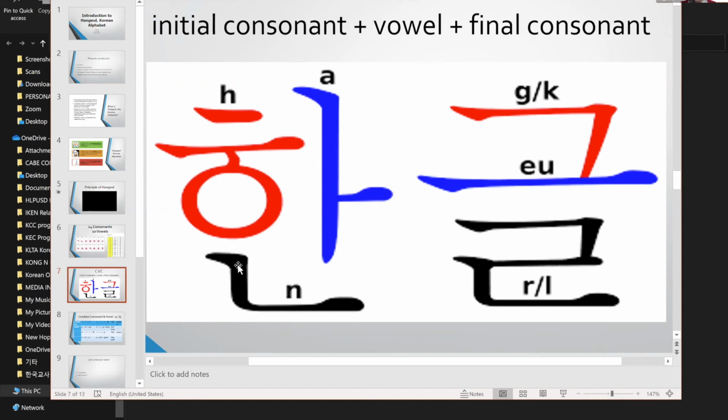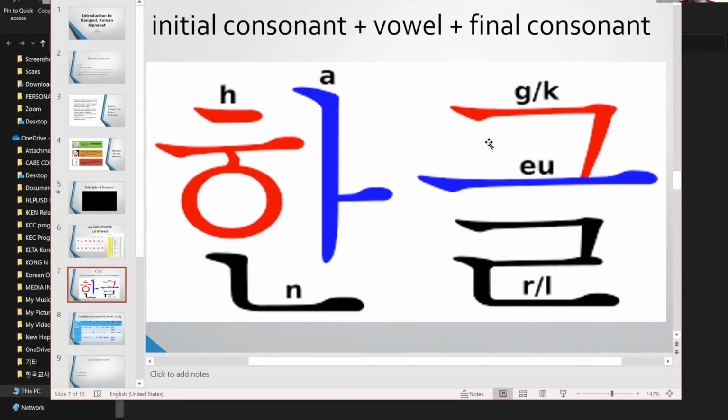And final consonant. So this is the system CVC, consonant, vowel, consonant. The final consonant should be at the bottom, not the right side, should be at the bottom. And so ha, n, han, sound han.